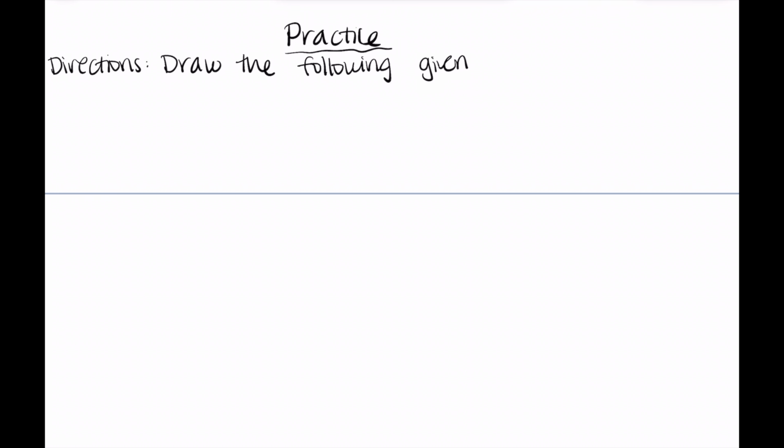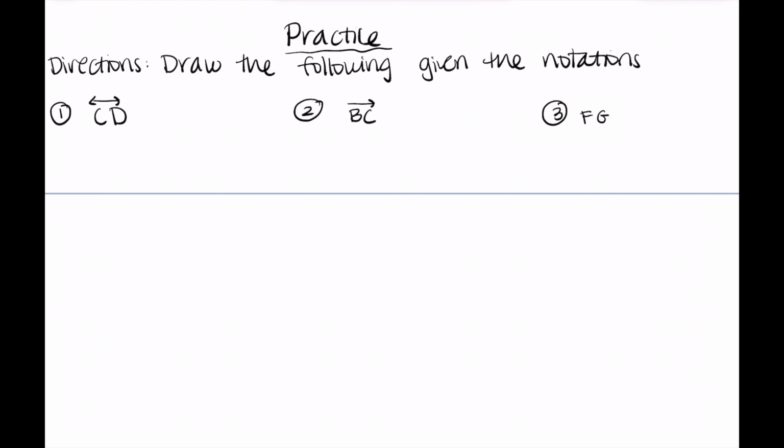So now that we've defined all 3 terms for part 1 of our lesson, let's get into a little practice section for part 1. The directions for our practice section say, draw the following given the notations. So in this case, we're going to be given the notation and we're going to have to draw it out accordingly. So for number 1, it says CD and it has a line with 2 arrows above it. Number 2 is BC and it has a line with 1 arrow on one side. And number 3 is FG and it has just a line above it.